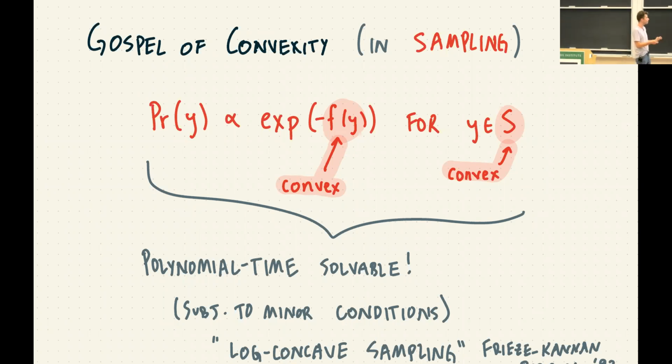They're called log concave. They're distributions with the following form. So first of all, their ambient space is some convex set. So think a convex subset of R^n. And their probability density function is proportional to exp of minus a convex function. Minus a convex function is called a concave function. So if you take the log of the probability density function, you get something concave. That's why it's called log concave. And subject to minor technical conditions, log concave probability distributions are polynomial time sampleable.